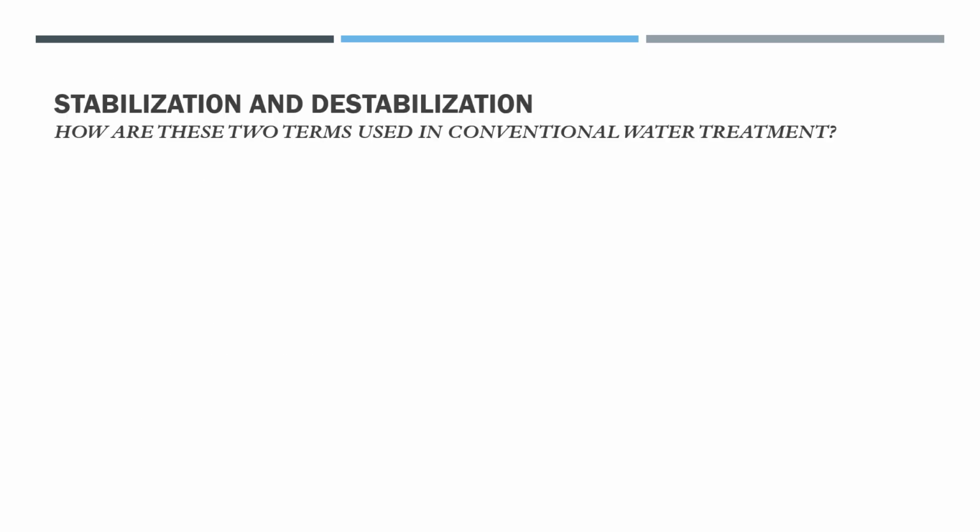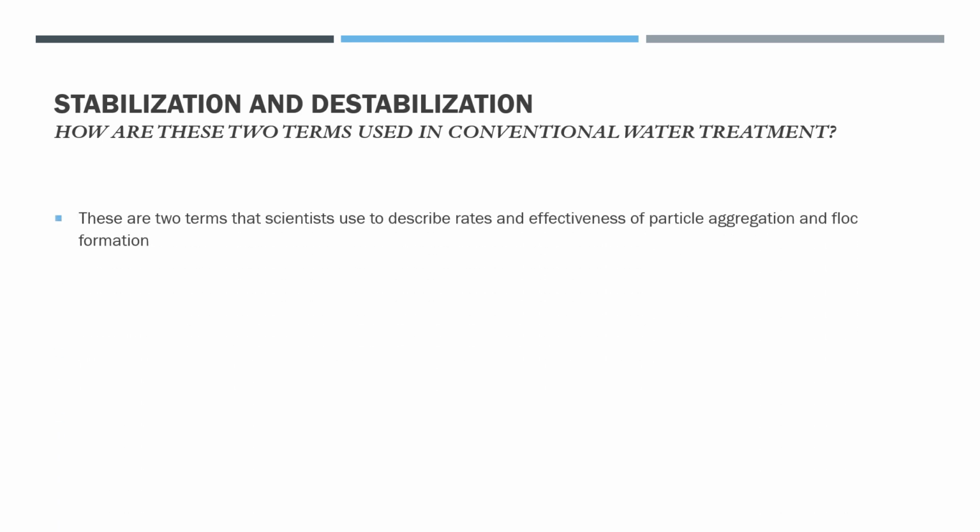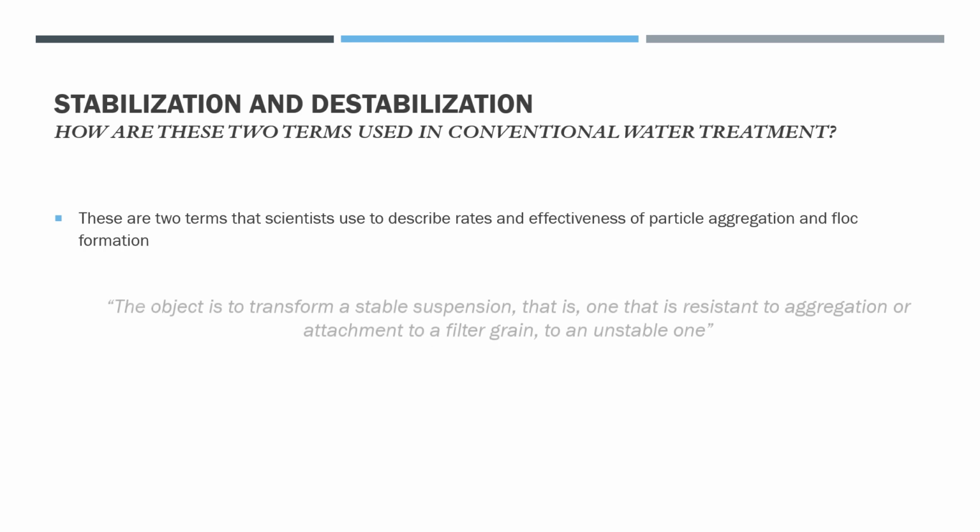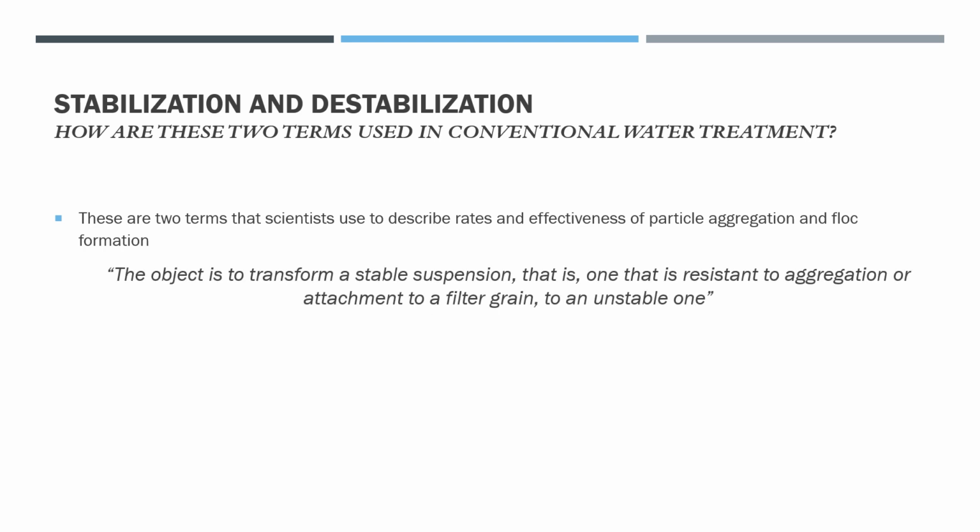So we want to talk about the processes of stabilization and destabilization and discuss how these two terms are used in a conventional water treatment plant. These are terms that scientists use to describe the rates and the effectiveness of particle aggregation and floc formation. And if you look at the quote in the water quality book, it says, the object is to transform a stable suspension, that is, one that is resistant to aggregation or attachment to a filter grain, to an unstable one.